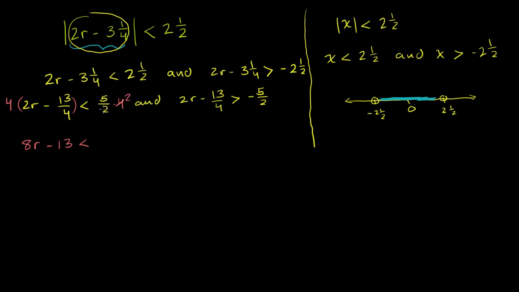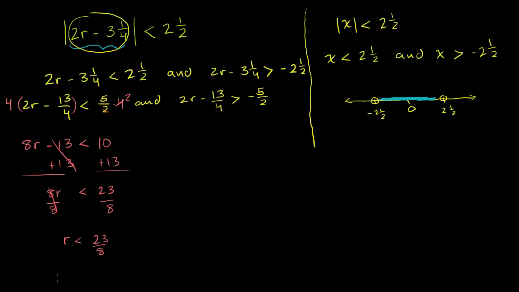It becomes, you get a 2 and a 1, it's 10. So you get 8r minus 13 is less than 10. Now we can add 13 to both sides of this equation so that we get rid of it on the left-hand side. Add 13 to both sides, and we get 8r, these guys cancel out, is less than 23. And then we divide both sides by 8. And once again, we didn't have to worry about the inequality because we're dividing by a positive number. And we get r is less than 23 over 8.